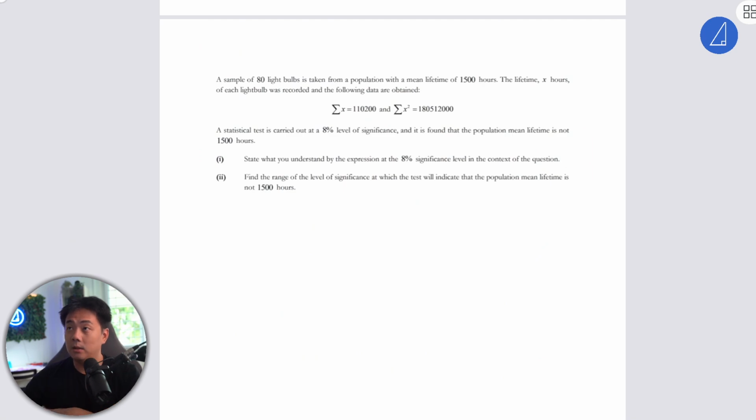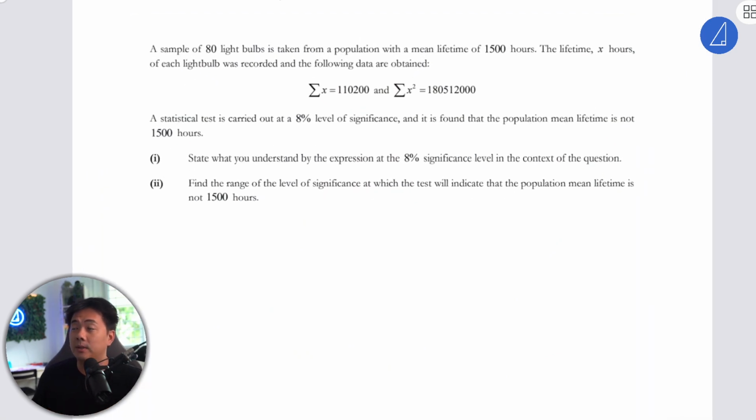Students, let's look at this question here, which is hypothesis testing. Let's say I'm going to do this proficiently. A sample of 80 light bulbs is taken from a population with a mean lifetime of 1,500 hours. The lifetime X hours of each light bulb was recorded as follows. A statistical test is carried out at 8% level of significance, and it is found that the population mean lifetime is not 1,500. Say what you understand by the expression 8% level of significance in the context of the question.